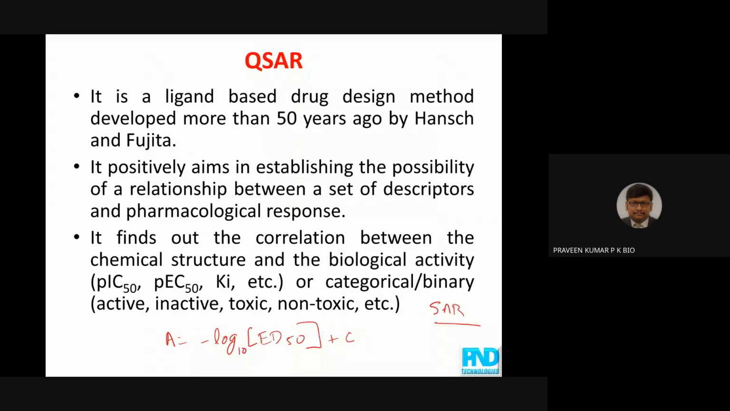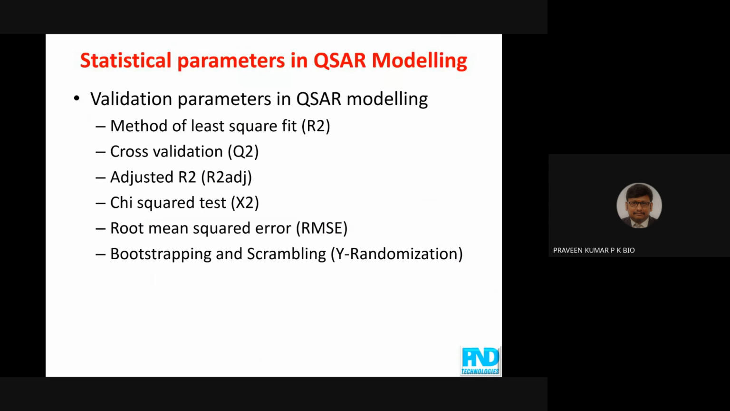For SAR, we simply mention whether that compound is active or inactive, toxic or non-toxic, mutagenic or non-mutagenic, carcinogenic or non-carcinogenic. We simply use the binary terms to distinguish. Here, the concentration is not known, but simply we categorize based on the concentration values, of course. Now, let me take you to the statistical parameters in QSAR modeling.